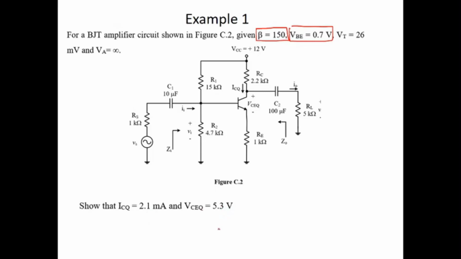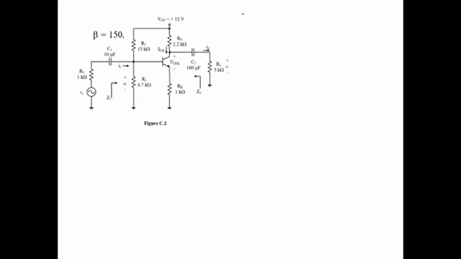So how we can do that is, the first step is to remove the capacitor, open circuit. So the AC input source will disappear. We also remove this capacitor C2, so the load can also be ignored. Now you have the bias circuit only. And then the second step is Thevenin.